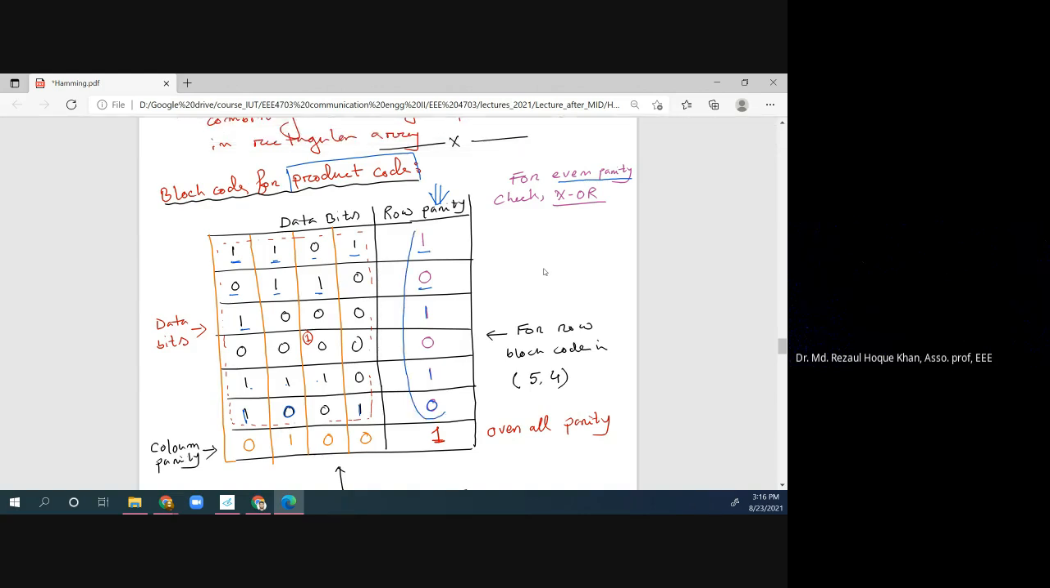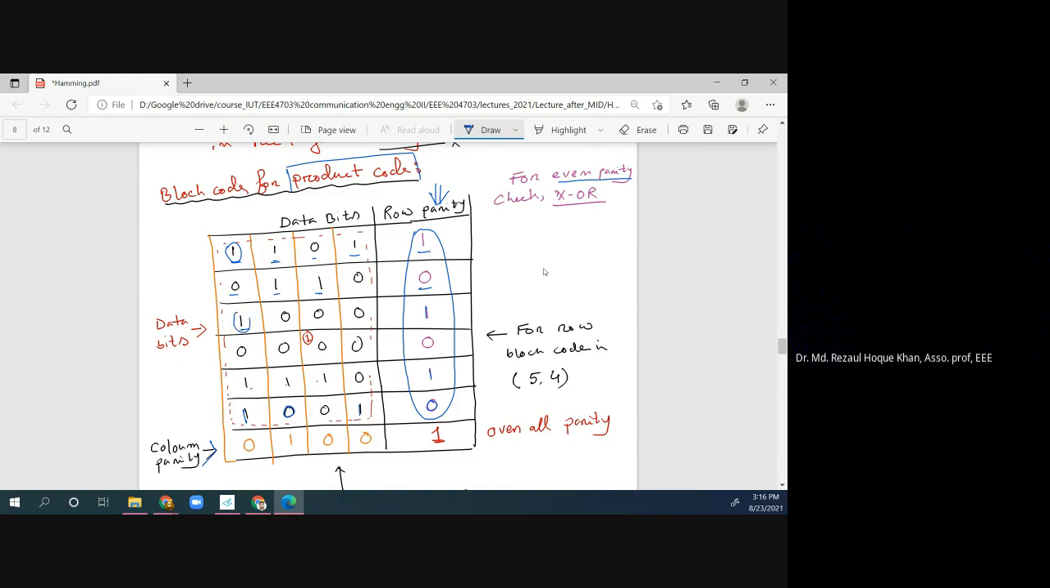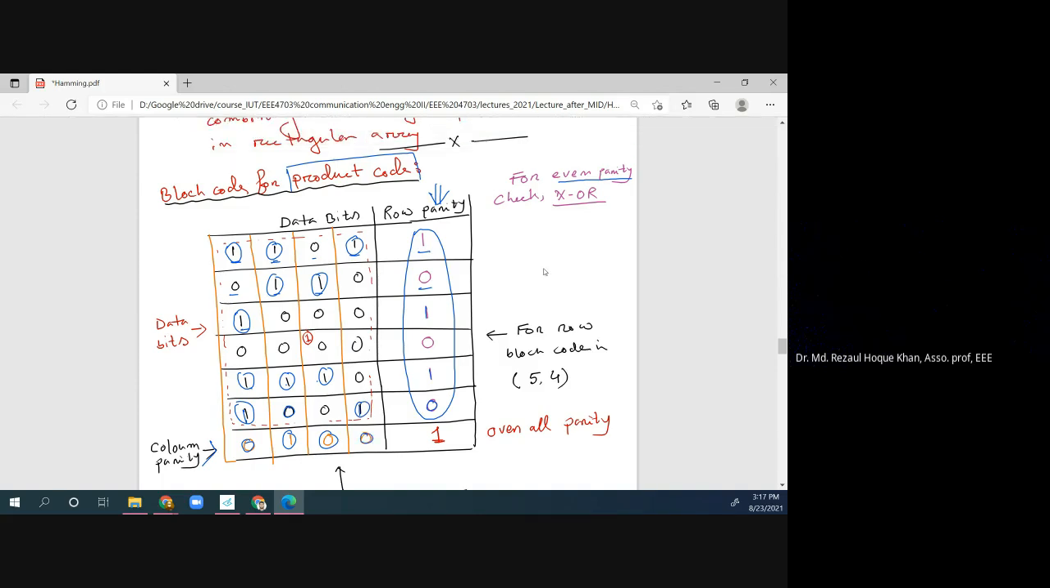Row parity. I will do the same thing for my column parity here. You see, it's 1 1 1 1, so it's actually 4. So I will add 0 to keep it even. 1 1 1 3, so I add 1 to make it even. 1 1 2, so I add 0 to keep it even. 1 1, so 2, I add 0 to keep it even. Okay.